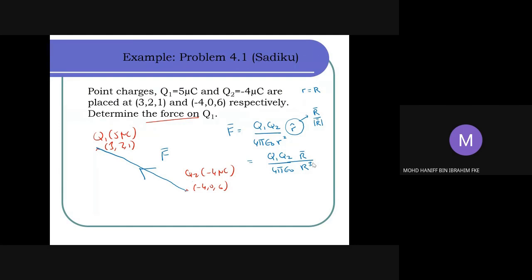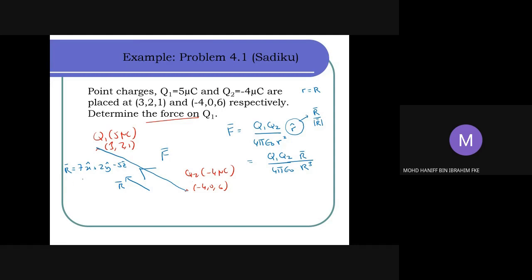Right. So from here, we need to define what should be the R vector first. And from the R vector, you can find the magnitude of R. Basically, the vector should be in this direction, directed from Q2 to Q1. From what we have learned in our vector revision last Monday, the R vector shall be equal to the coordinate of Q1 minus the coordinate of Q2, which will give us 7 of x plus 2 of y minus 5 of z. I hope you are clear about this.